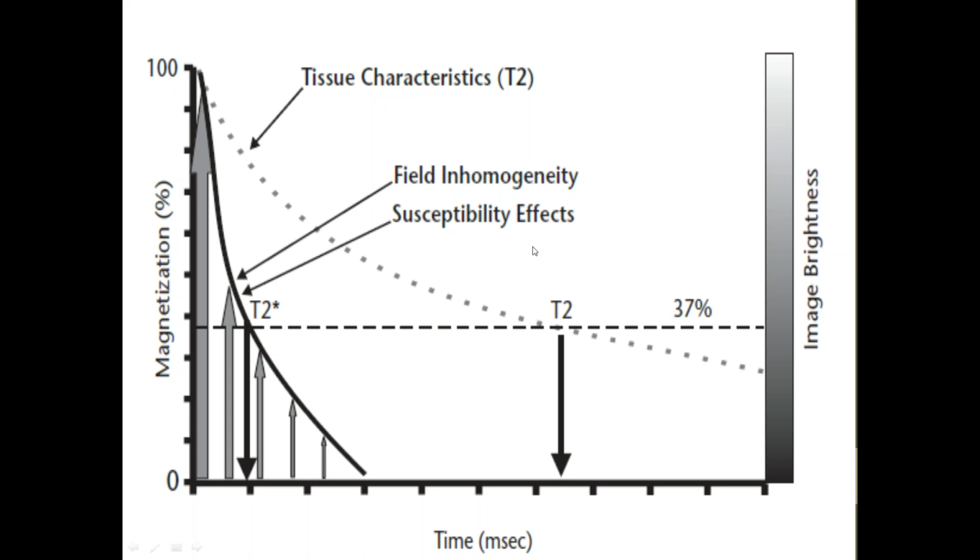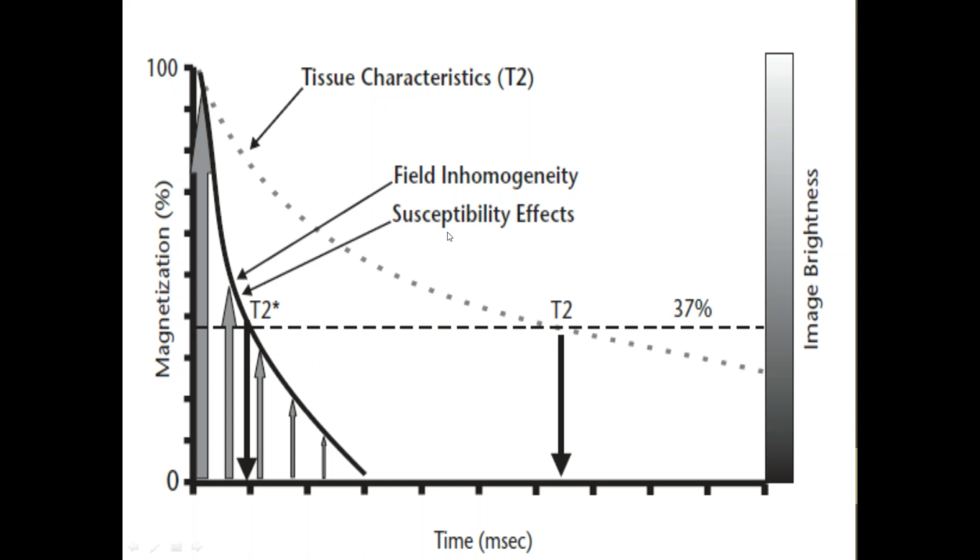But if I want to get the image due to tissue characteristics itself, like fat and water components, or pathology of different tissues inside our bodies, we will do another thing. We will give a radio frequency pulse, which is called a 180 degree pulse. The 180 degree pulse causes rephasing of the protons again, to remove the effect of field inhomogeneity and susceptibility effect.